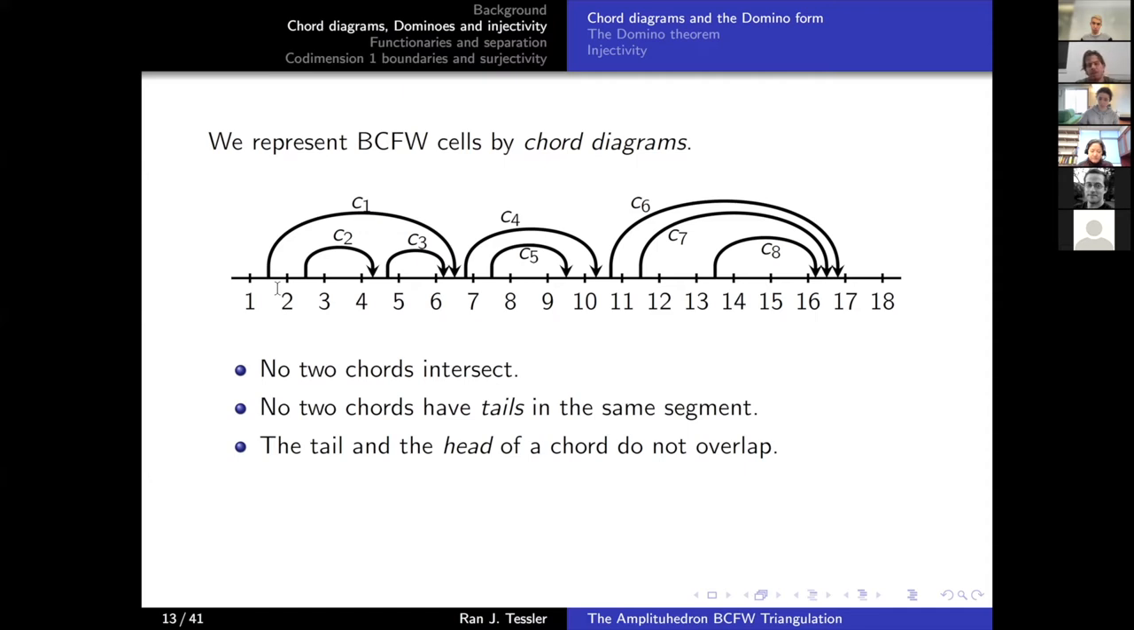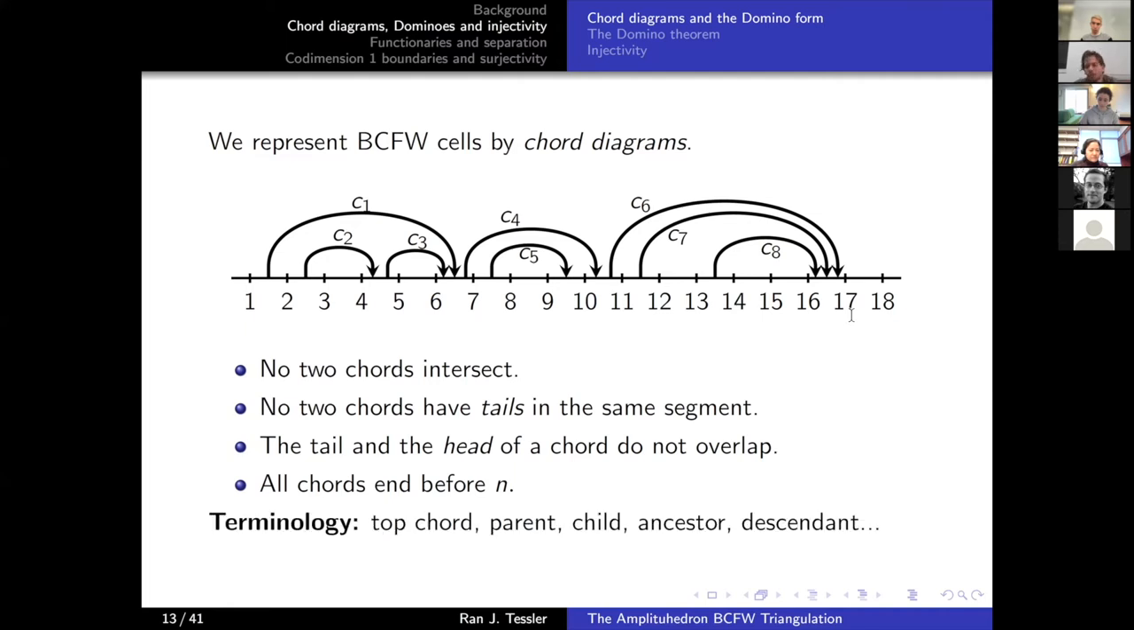This means, for example, that the shortest possible chord uses four markers. For example, look at this one in this picture. It uses 4, 5, 6, and 7, but we don't have a chord which uses less. And all chords end before n, so no chord uses the rightmost segment. Okay, so then there is some natural terminology for chord diagrams. A top chord is a chord which is not covered by any other chord. In this example, C1, C4, and C6 are top chords. A chord is an ancestor of another chord if it covers it, and in this case, the other chord is its descendant. A direct ancestor is a parent, and a direct descendant is a child. For example, C6 is an ancestor of C8, but it is not its parent, because its parent is C7, which is a child of C6.